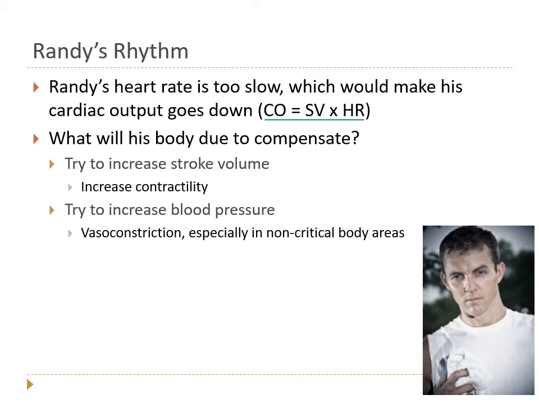So we're also going to try to increase blood pressure to increase delivery to tissues, and so we're going to vasoconstrict as well, especially in non-critical body areas. So a lot of times if people have decreased cardiac output, their body is trying to conserve blood pressure and blood flow specifically to the areas of the body that are keeping them alive. So to the heart, to the brain, to some of the major muscles.